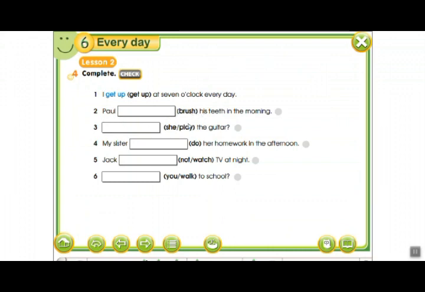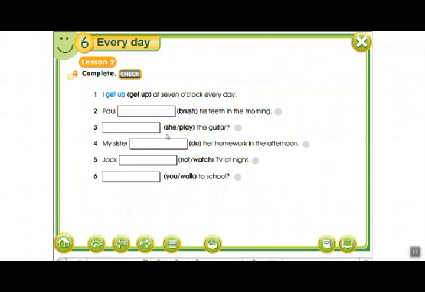Brush. Paul. What do we say? Paul. Okay, Paul. Is it he or she or you or we or they? We say brush, brushes, or don't brush. Okay, so here we don't have a negation, so we should just add s or not to the verb. So do we say Paul brushes or just Paul brush his teeth in the morning?